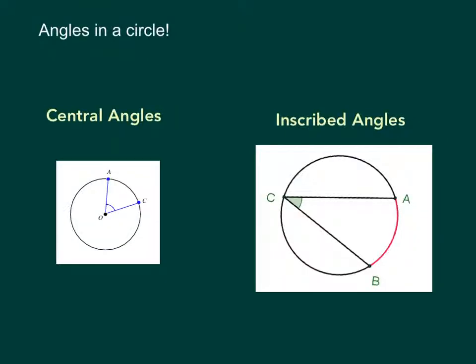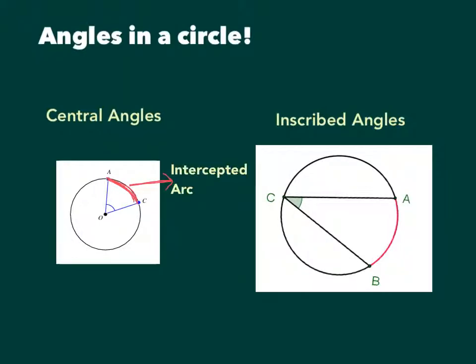There are two types of important angles inside a circle. The first type is a central angle. This angle has its vertex at the center of the circle and then has two rays extending towards the circumference of the circle. The central angle has a useful property that its angle measure is the same as the measure of what's called the intercepted arc.